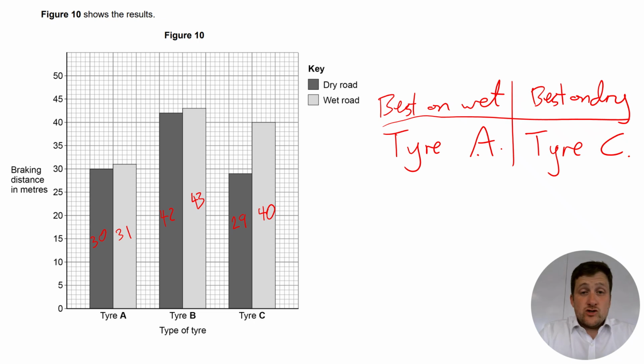Okay, so it's useful to be able to just straight away go, okay, tire C is the best on dry, tire A is the best on wet. We've got some numbers here. Which is the worst? The worst is by far and away tire B, because it's the worst of both. It's generally just the worst.